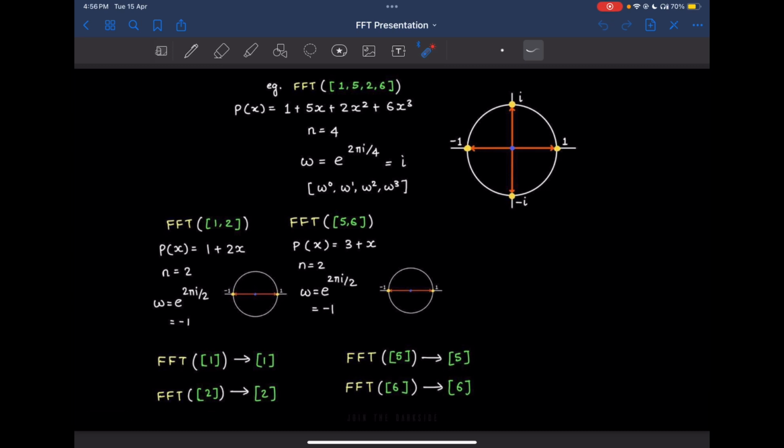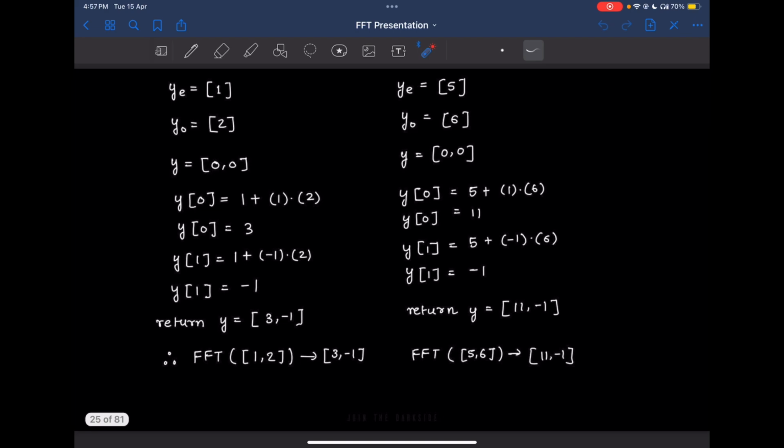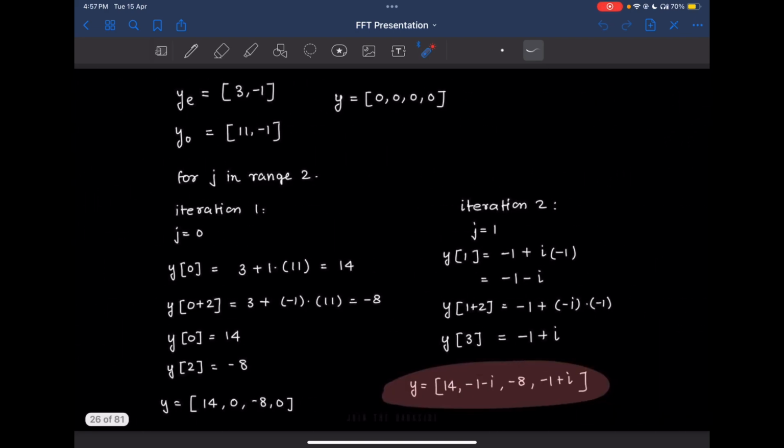Then we see how the FFT algorithm is implemented, where we've got this polynomial. It is split into two parts. Then these parts are evaluated, and then we return the base case. Once the base case is returned, all the other parts are evaluated according to the algorithm. This is a very basic example of how it is done, and we reach the final solution.